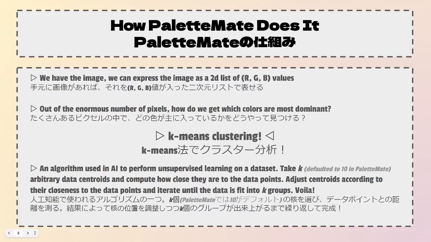So the k-means clustering algorithm is an unsupervised learning algorithm, which means it's used to identify patterns in unlabeled data. And the goal is to divide a set of data points into k clusters. And k is a number you give to the algorithm, which is set to 10 in PaletteMate.